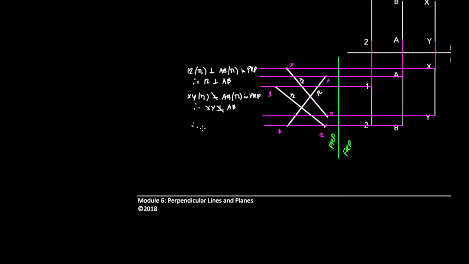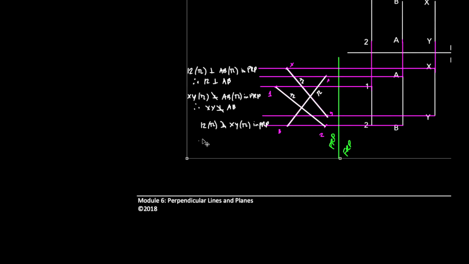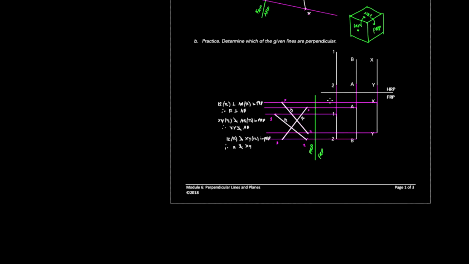And lastly, yung kulang na lang 1, 2, and XY, no? 1, 2 is not perpendicular. Sorry. Lagay ko pala dito. TL is not perpendicular to XY in PRP. And therefore, 1, 2 is not perpendicular to XY. Okay? So, tama naman, no? I've stated all of the lines. Okay? So that's fairly easy, no?